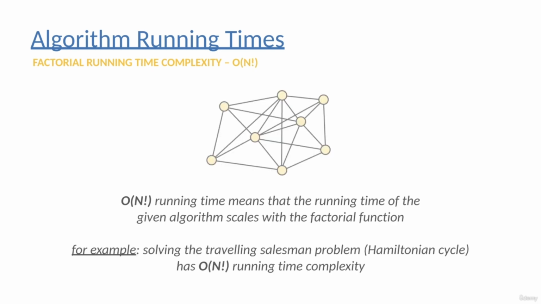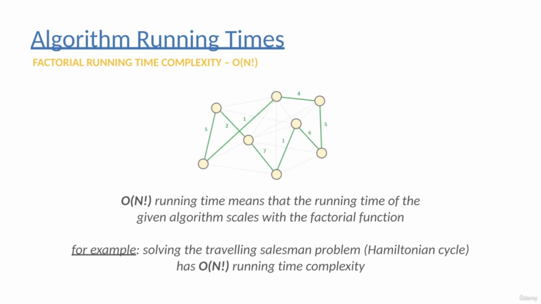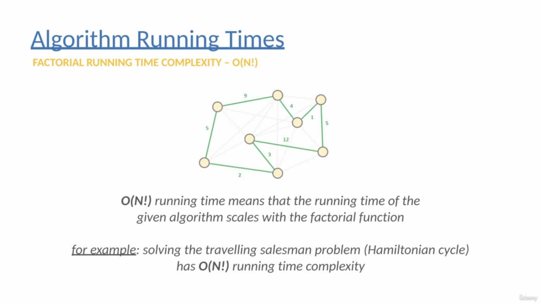And finally, we have the slowest approach possible with factorial running time complexity. It means that the running time of the given algorithm scales with the factorial function, such as solving the traveling salesman problem, which is essentially the same as finding the Hamiltonian cycle with the smallest total sum of edge weights. And of course, it has ordo n factorial running time complexity because there are n factorial possible combinations. So for example, this is a valid Hamiltonian cycle. This is another Hamiltonian cycle, this is another Hamiltonian cycle, and we are looking for the Hamiltonian cycle where the sum of the edge weights is as low as possible. So essentially it is a minimization problem. And of course, as you may guess, this factorial running time complexity is extremely slow. But of course, this problem is essential in logistics, for example.